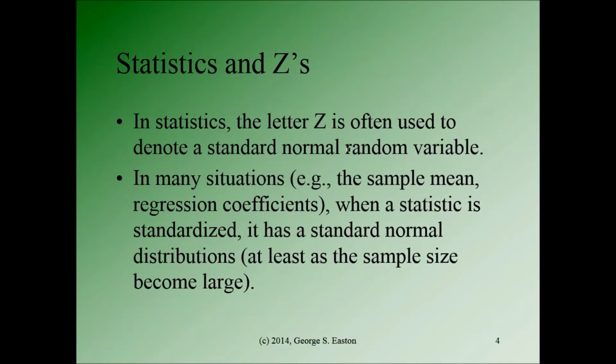So I'm now going to start discussing this idea of process Z's. In statistics, the letter Z is often used to denote a standard normal random variable, that is, a normal random variable that has a mean of 0 and a standard deviation of 1. In many situations in statistics, some examples being the sample mean, x-bar, and regression coefficients, when a statistic is standardized, it has a standard normal distribution, at least as the sample size begins to get large and the central limit theorem begins to take effect.